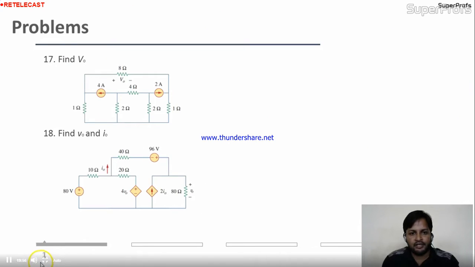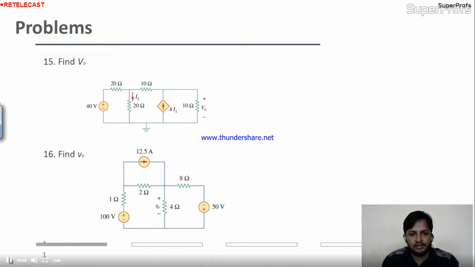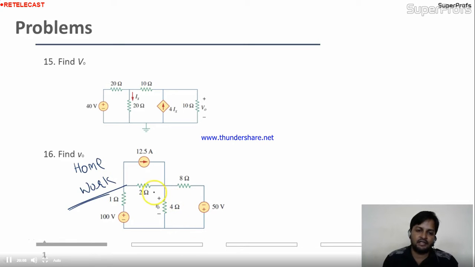Fine. Come to the next one now. This is homework for you. Very easy question. This one is also a very easy question. Here you can apply source transformation if you want. But remember that V0 should not be changed. Where is the V0? Here is the V0. V0 is the voltage across the 4 ohm resistance. This condition should not change. So the transformation has a restriction: the point where you want to get something, don't change that point.